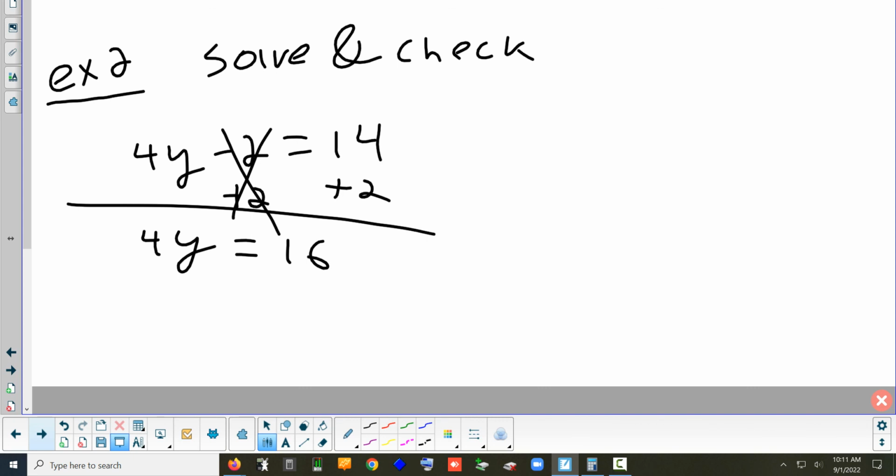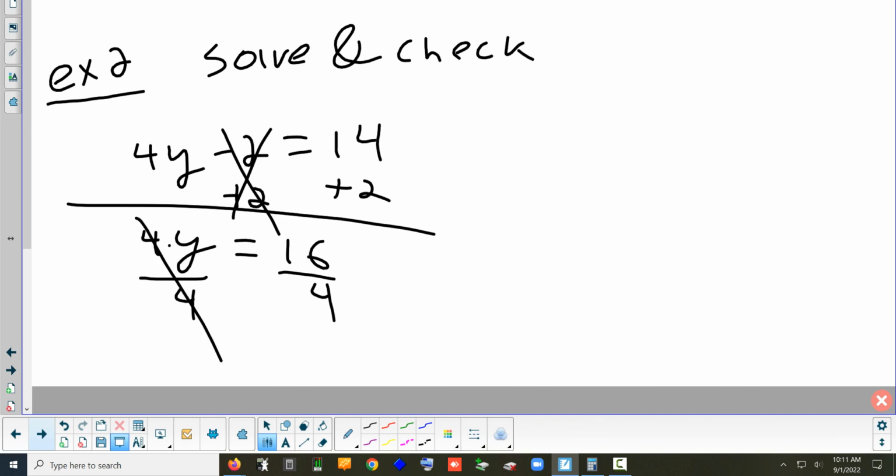I look at this problem and I say, all right, this is multiplication. So how am I going to get rid of multiplication? I'm going to do its opposite, which is divide. So we're going to divide by 4. Divide by 4. And Megan, what's 4 divided by 4? 0. Careful. You're thinking of 4 minus 4. 1.